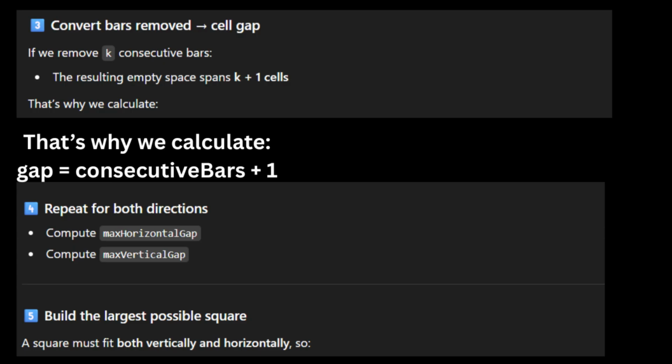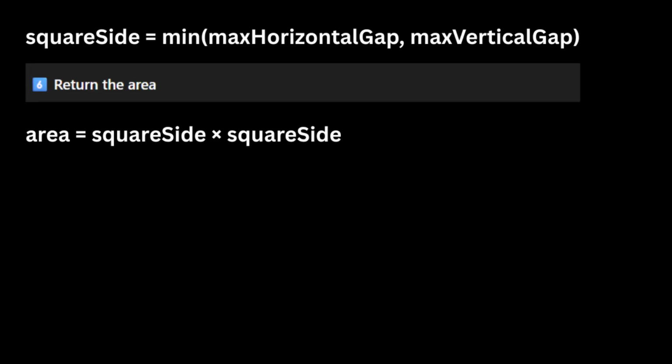Repeat for both directions. Compute max horizontal gap. Compute max vertical gap. Build the largest possible square. A square must fit both vertically and horizontally, so square side equals min of max horizontal gap and max vertical gap. Return the area. Area equals square side times square side.